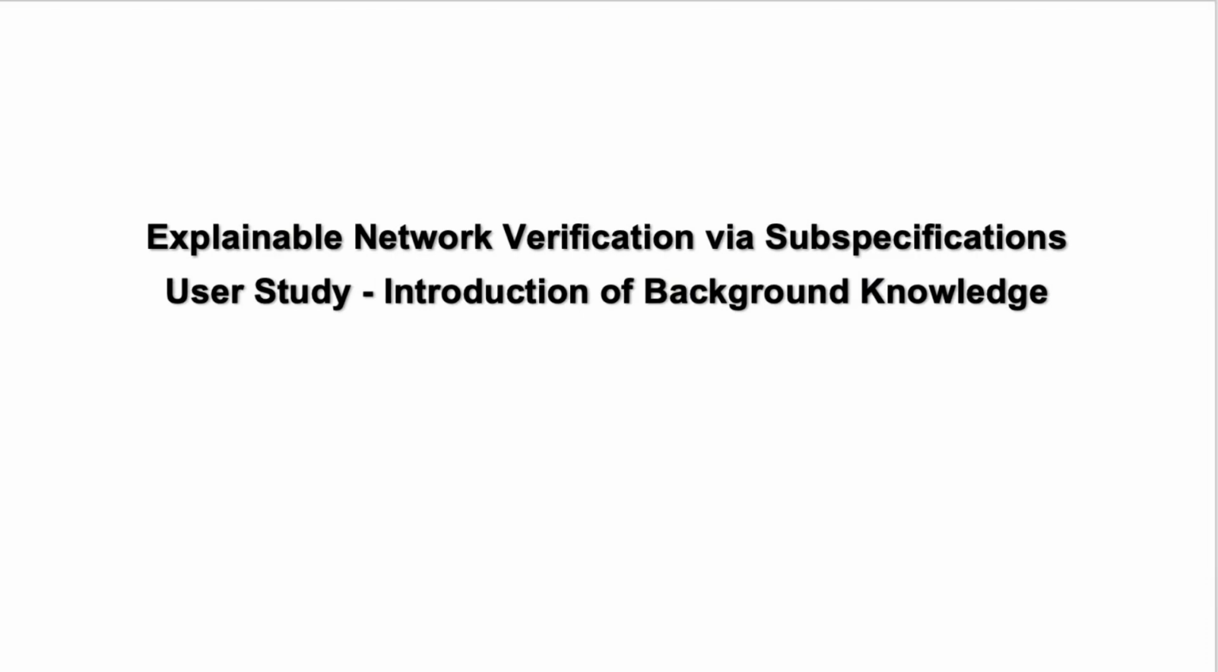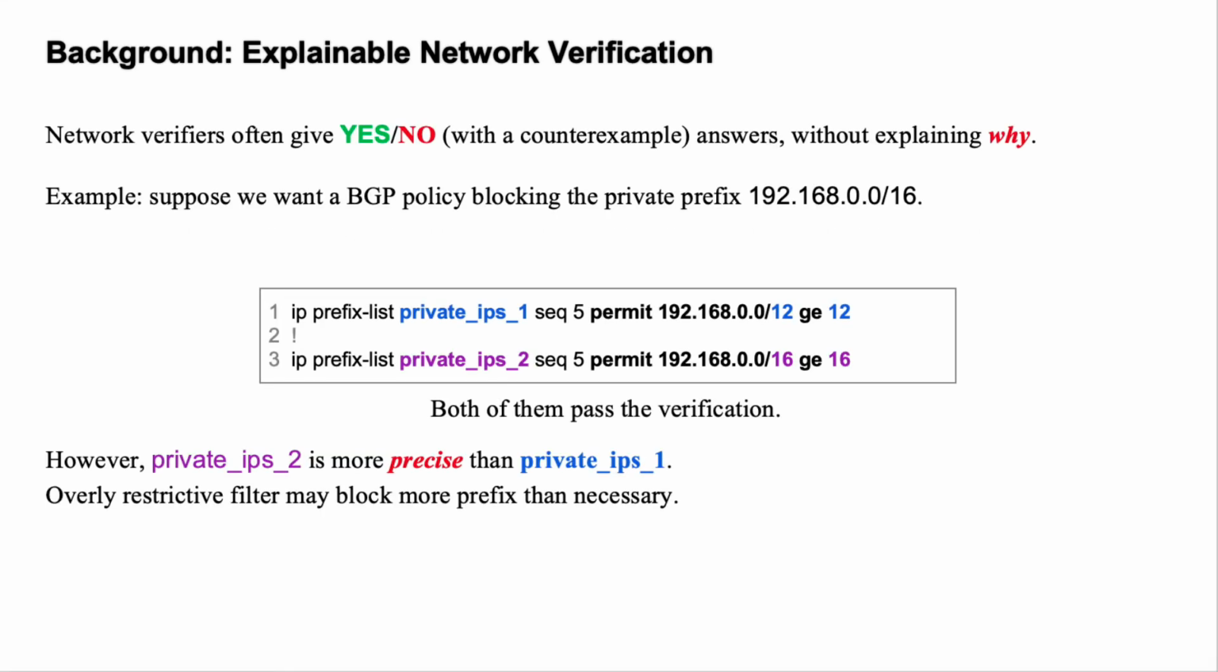Let's begin by discussing the background of explainable network verification. Network verifiers often give yes or no with counterexample answers, without explaining why. Here is an example. Suppose we want a BGP policy blocking the private prefix 192.168.0.0/16. Both of them pass the verification.